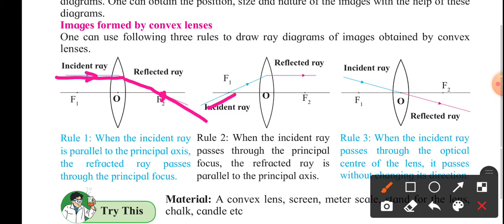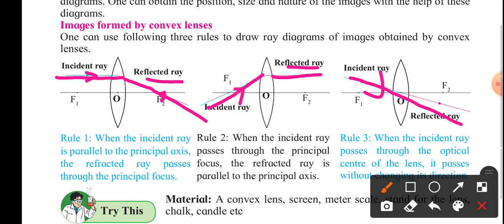If the incident ray is passing through the focus, then the refracted ray will go parallel to the principal axis. Here, everywhere they have written reflected, but it is not reflected, it is a refracted ray, because the light is passing through the lens. The next one, as we discussed while talking about the optical center: the light ray which passes through the optical center of the lens goes straight without any deviation.